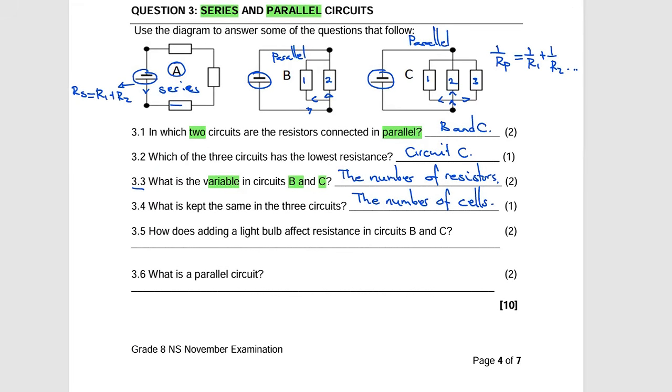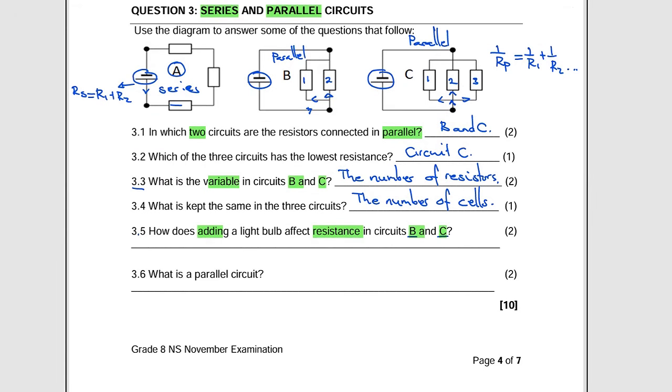Then moving on to 3.5, it says, how does adding a light bulb affect resistance in circuit B and C, right? So we are adding a light bulb, affecting the resistance in B and C. So it means here if you add that one there, it's going to decrease the resistance, right? So adding a resistor decreases the resistance. So there's going to be less resistance there, right?